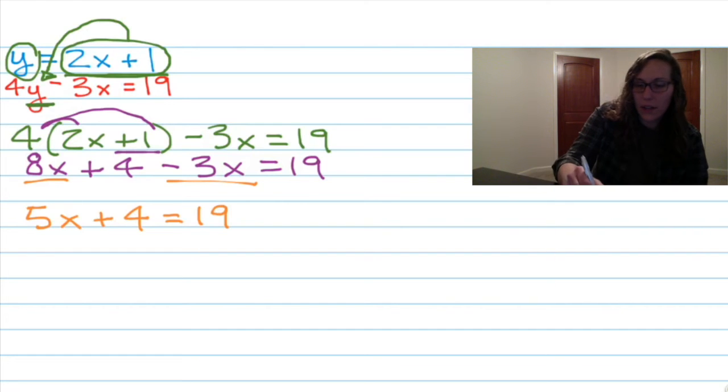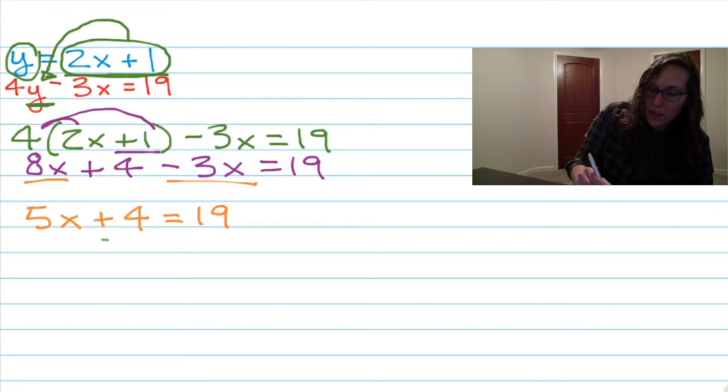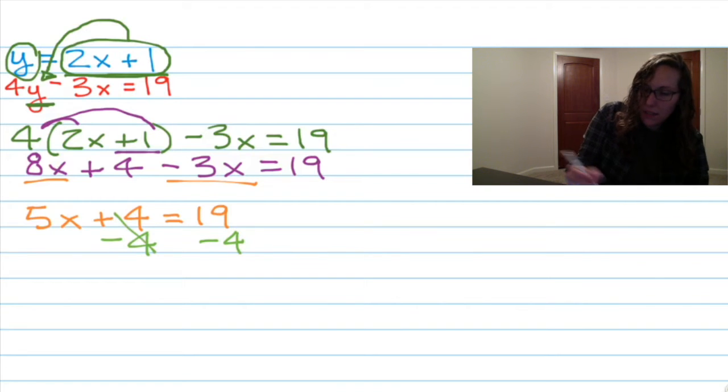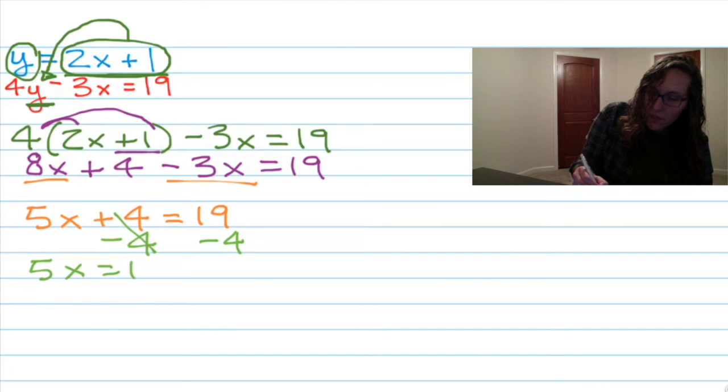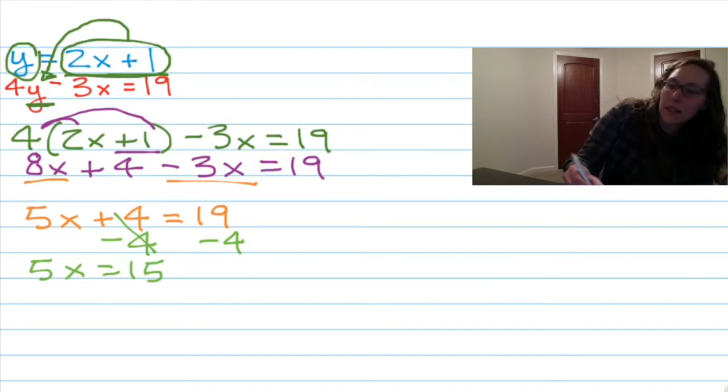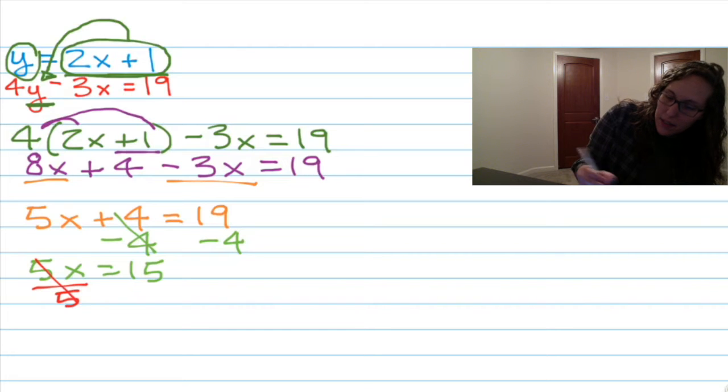So now we're solving our equation, and we're going to move all of those number terms over to one side. So I'm going to subtract 4 to get all my number terms on one side. And we're going to be left with 5x equals 15. Continuing to solve using the order of operations, the only thing left to do is to divide to get x alone. And I'm left with 15 divided by 5, which is 3.